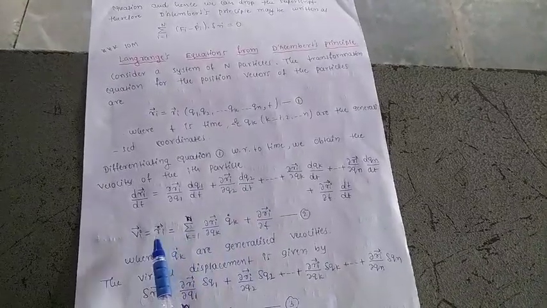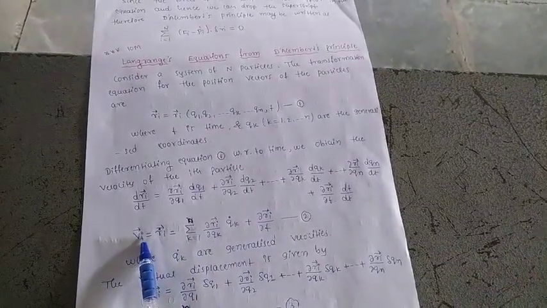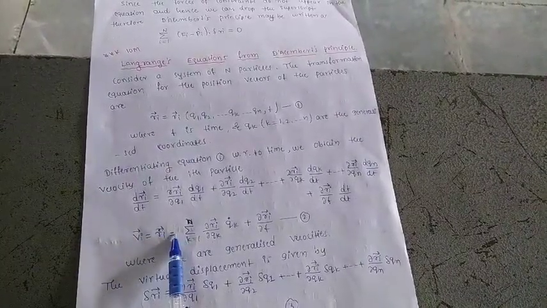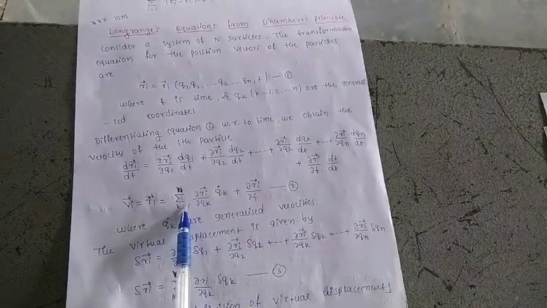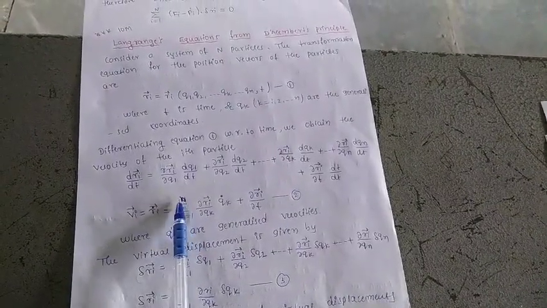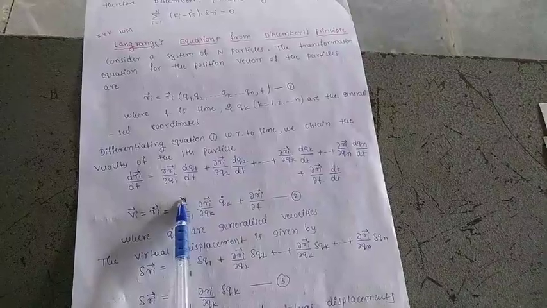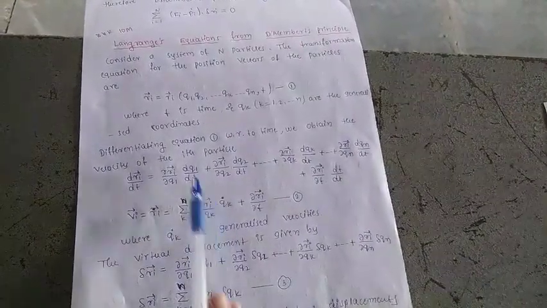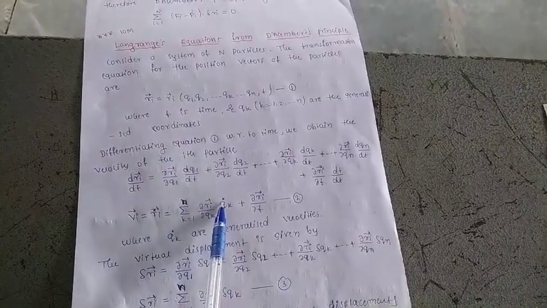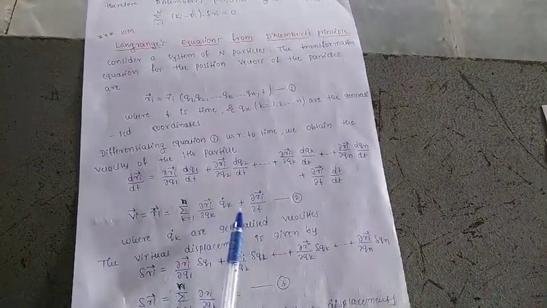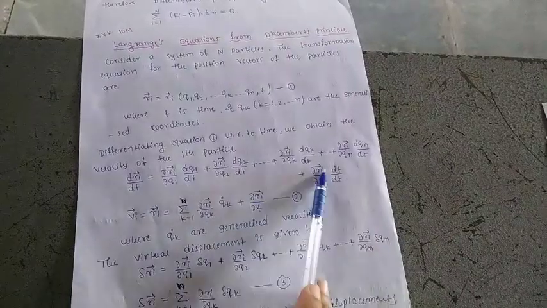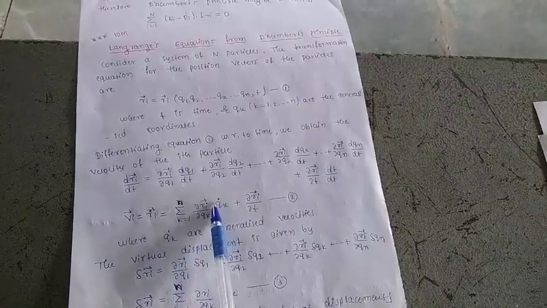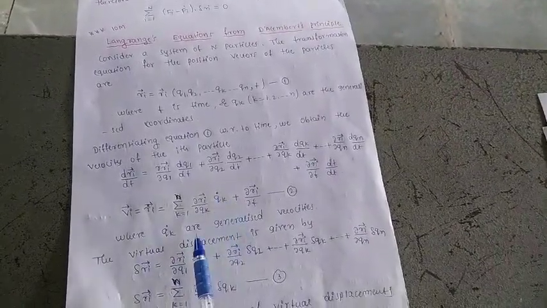This is the velocity of the ith particle. We can write Ri dot as Vi. The velocity of the ith particle Vi is equal to Ri dot, which is equal to summation over k is equal to 1 to n, where n is small, dou Ri by dou qk into dqk by dt, which we write as qk dot, plus dou Ri by dou t. Take this as equation number 2, where qk dot are the generalized velocities.